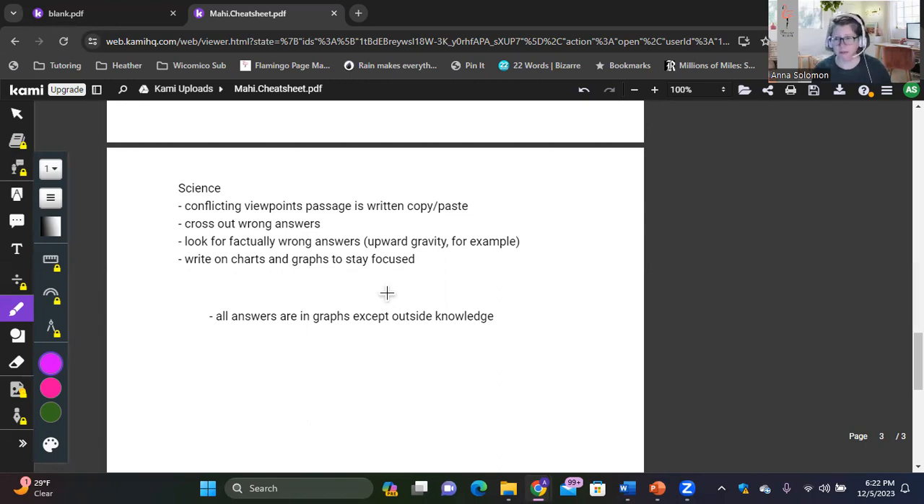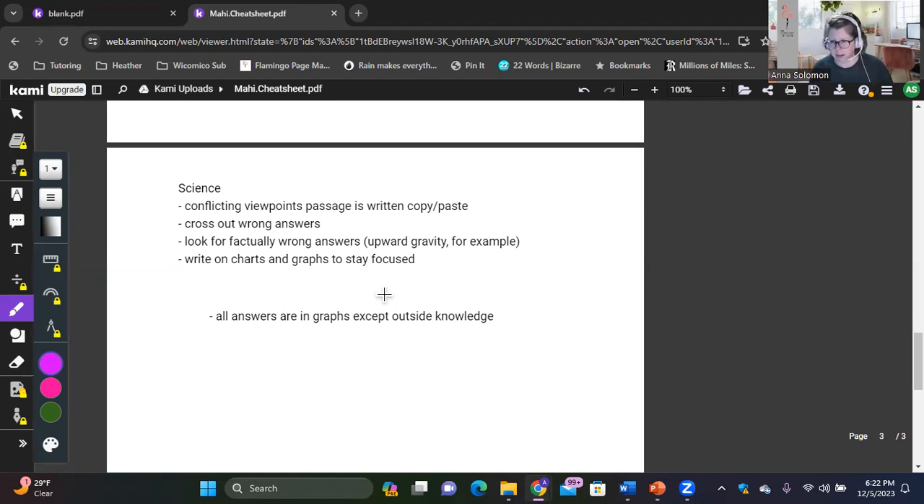We want to write on the charts and graphs to stay focused, just like we did in the math section. So make sure your pencil is moving; hands can be helpful. If you're reading a question that says, according to chart 1, put one hand on the words "chart 1" and the other hand on chart 1. It helps keep you focused on the test and makes sure your eyes go exactly where they need to go without getting off track. Sounds kind of silly, but it absolutely works.